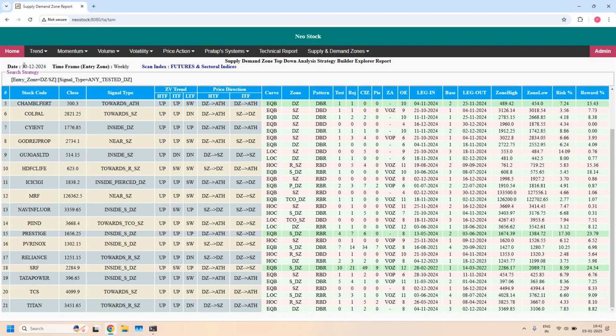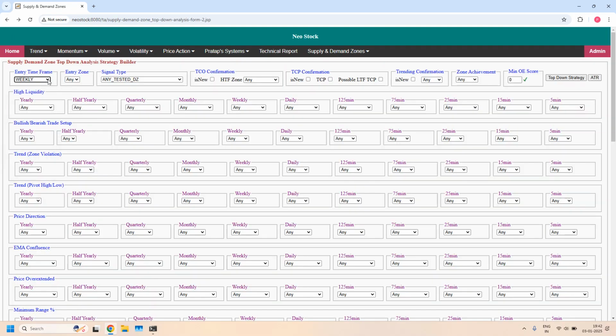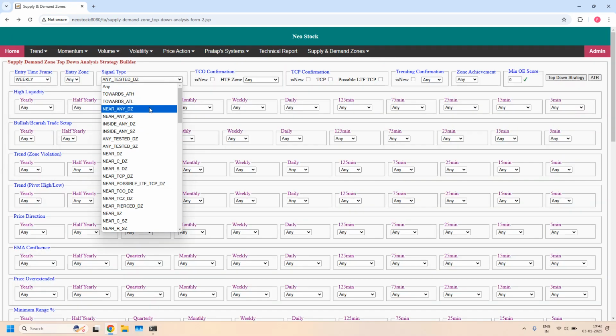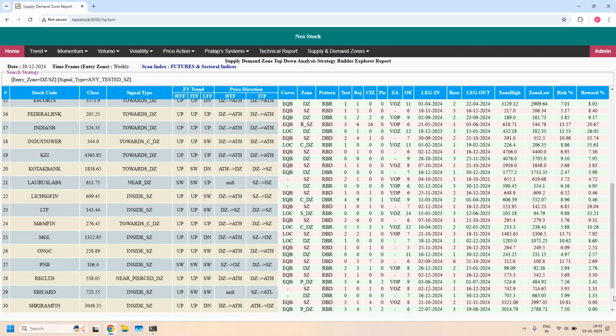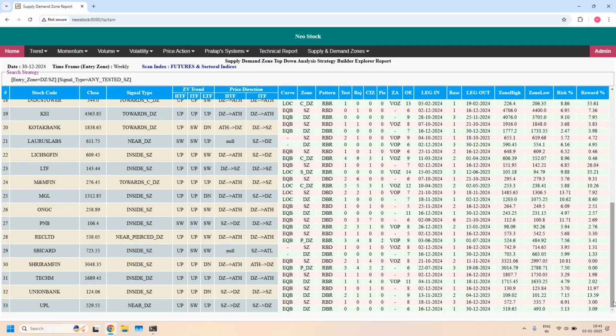Okay, next weekly time frame. Let us find the stocks having supply zones. Weekly supply zones are tested. Oh, even more bigger number of supply zones are tested. I am scrolling the list down. So total 33 stocks having weekly supply zones are tested during this week.